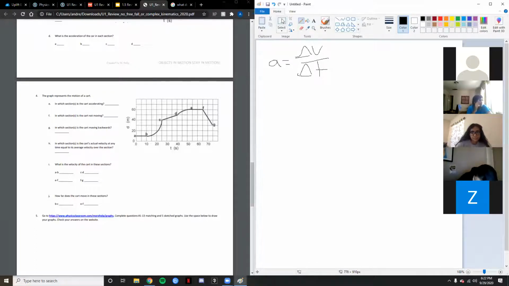All right, let's get right into this. So it's asking which cart is accelerating. So acceleration is happening from B to C, right? Yes. So it's accelerating. The position is changing. It's going up. BC. CD.